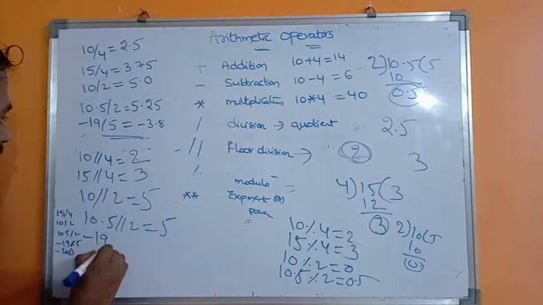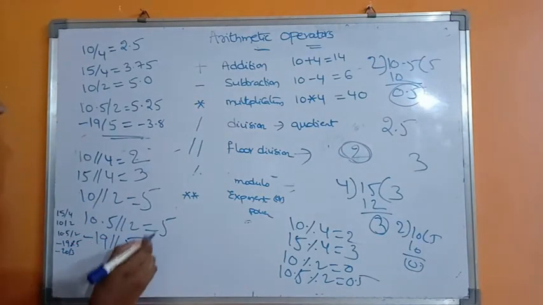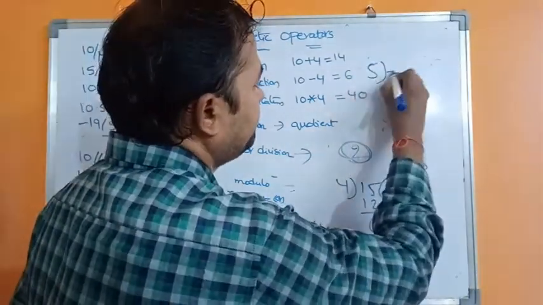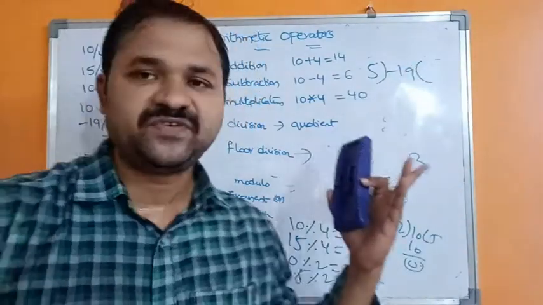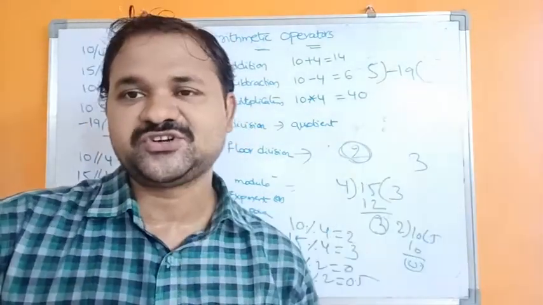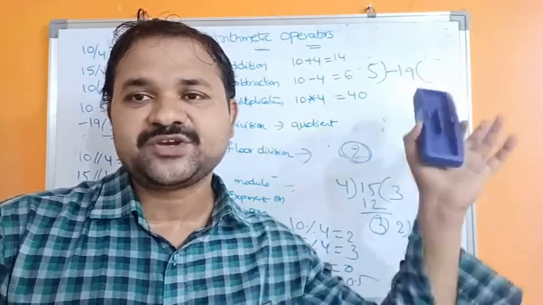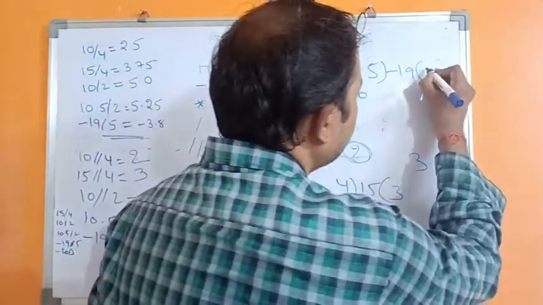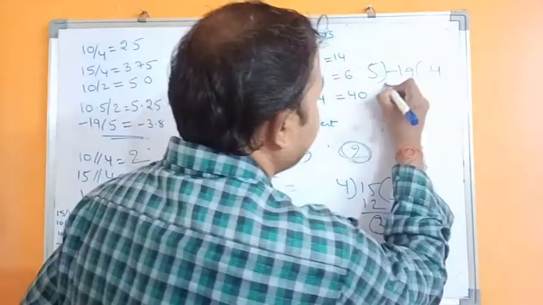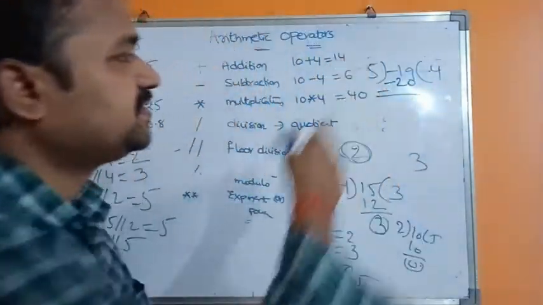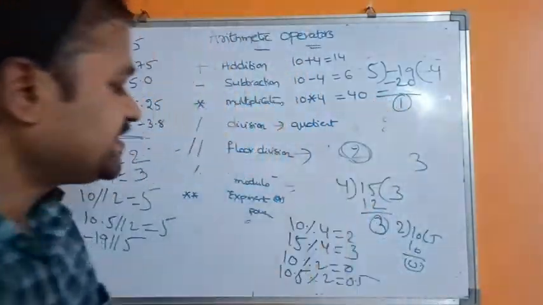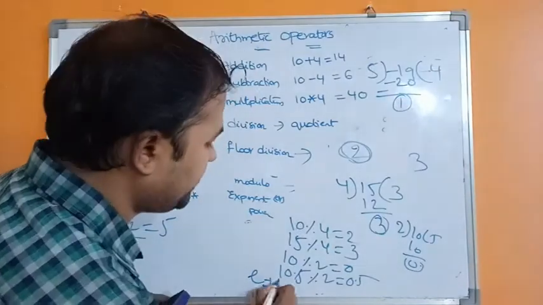Let us solve the last example. Minus 19 by 5. Here 5 3s are 15, 5 4s are 20. 20 is nearer to 19 here. Okay, we should not take 15 here. Minus 20 is nearer to minus 19. So here the quotient will become minus 4. 5 into minus 4 means minus 20. So we have to perform the subtraction. Minus into minus means plus. 20 minus 19 means 1. So what is the remainder here? The remainder is 1.